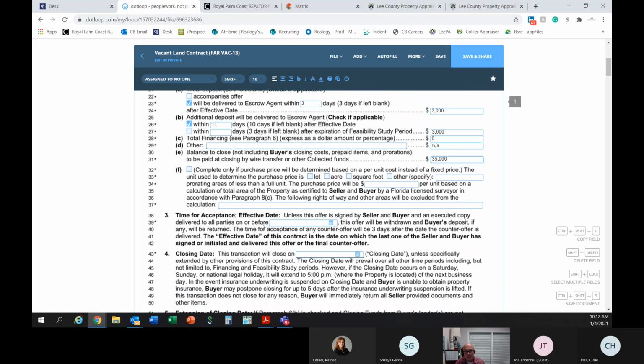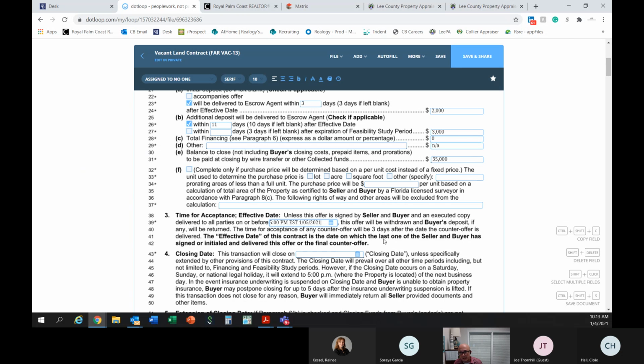Okay, time for acceptance, effective date. Unless this offer is signed by seller and buyer and an executed copy delivered to all parties on or before blank, I typically like to give 24 hours. So in this case, I would say on or before, I like to say 5 p.m. Eastern Standard Time on 1/5/21. This offer will be withdrawn and buyer's deposit, if any, returned.